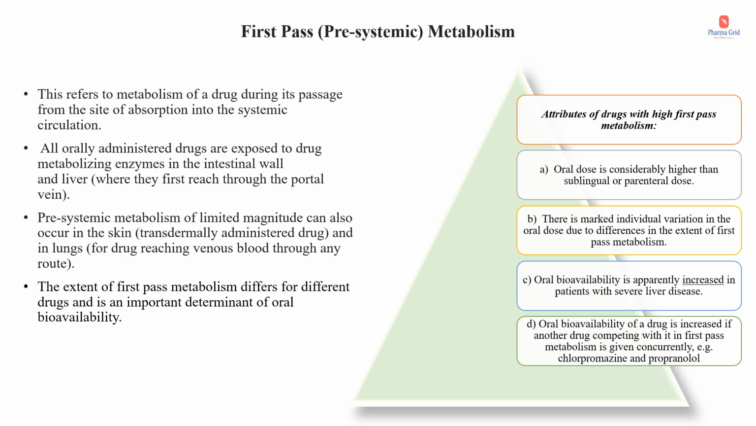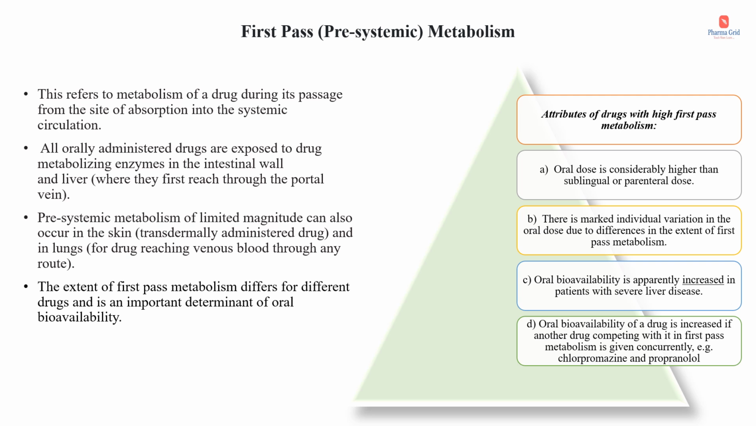All orally administered drugs are exposed to drug metabolizing enzymes in the intestinal wall and liver, which they first reach through the portal vein. The portal vein carries the drug into the liver, where the metabolism occurs, and from the liver the hepatic vein carries the metabolized drug into the systemic circulation. Pre-systemic metabolism of limited magnitude can also occur in the skin in the case of transdermally administered drugs, and in the lungs for drugs reaching venous blood through any route.